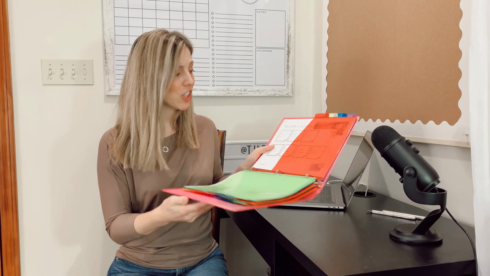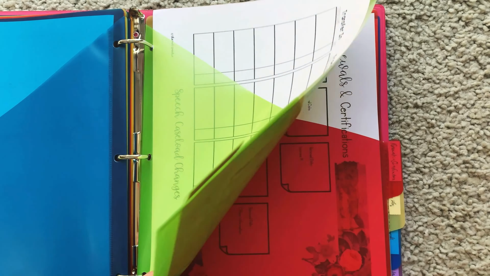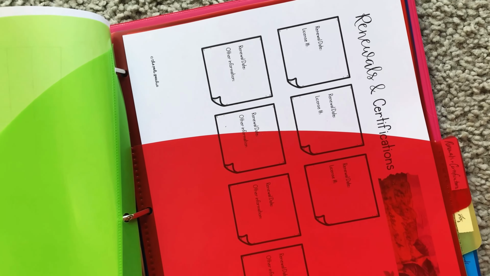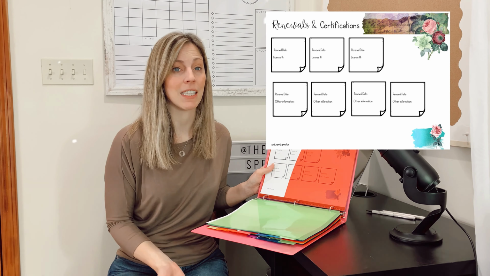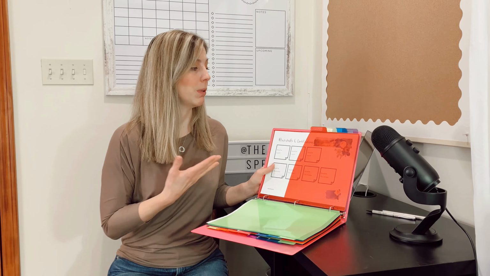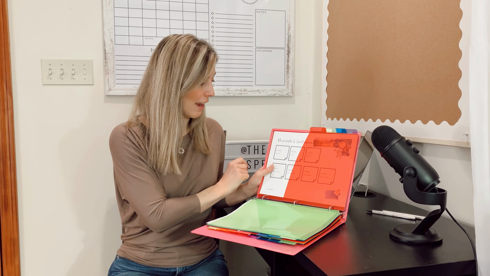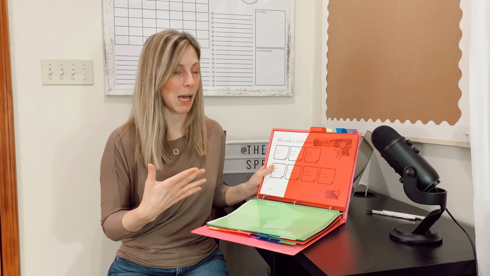The next section is extremely helpful. I needed a better way to keep track of my renewals and certifications. So, when my Ohio speech licensure was due, or when my ASHA license is due to be renewed and whatnot. So on this page, I can keep track of all of that, and it's just an easy way for me to stay on top of things.